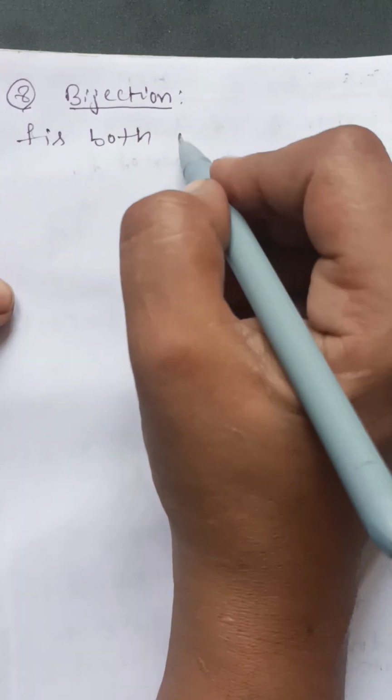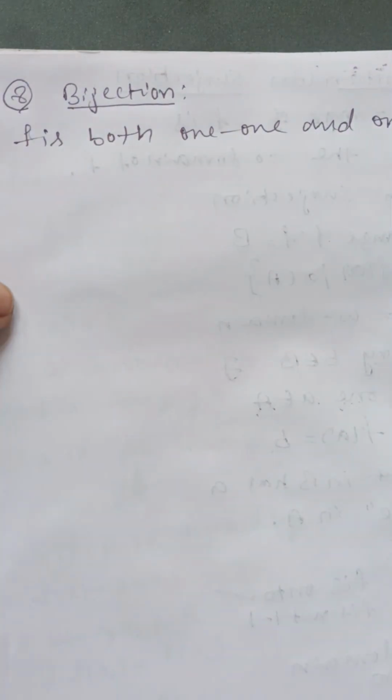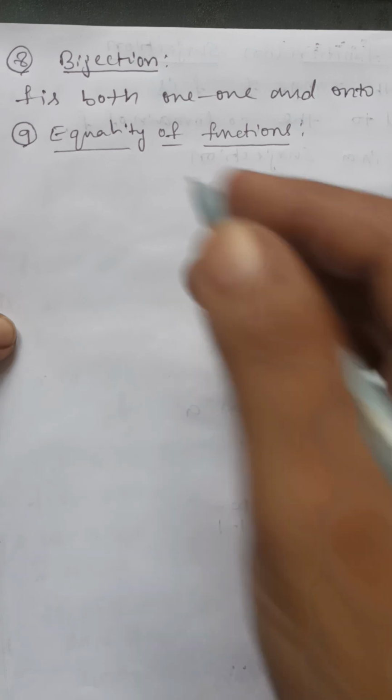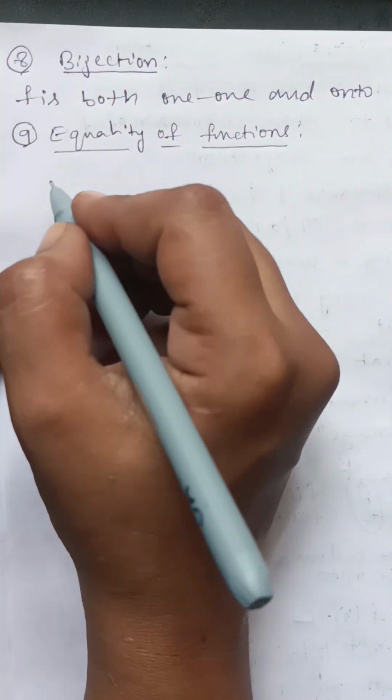Okay, now bijection. If the function F is both 1-1 and onto, then that is a bijection. That function is a bijection.